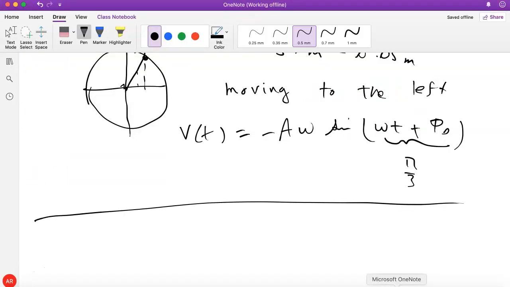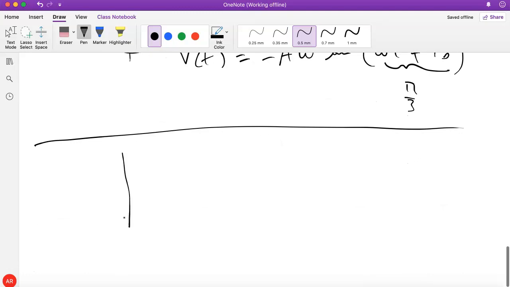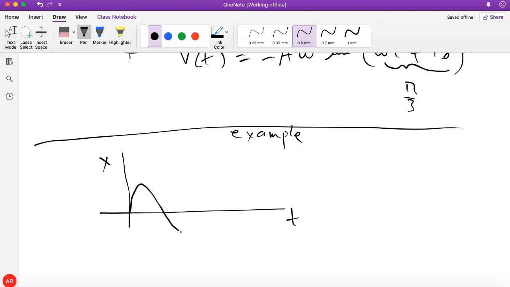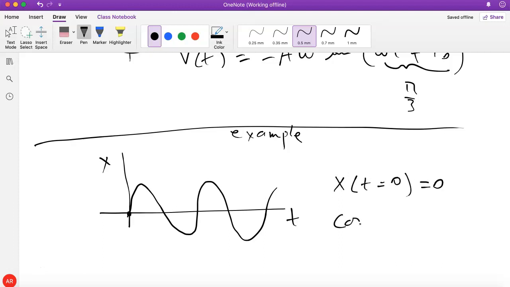So let's say, for example, x(t) looks like this, right? So we know x of t equals 0 is 0. That means that cosine omega times t equals 0, which is 0 plus phi naught, is 0.